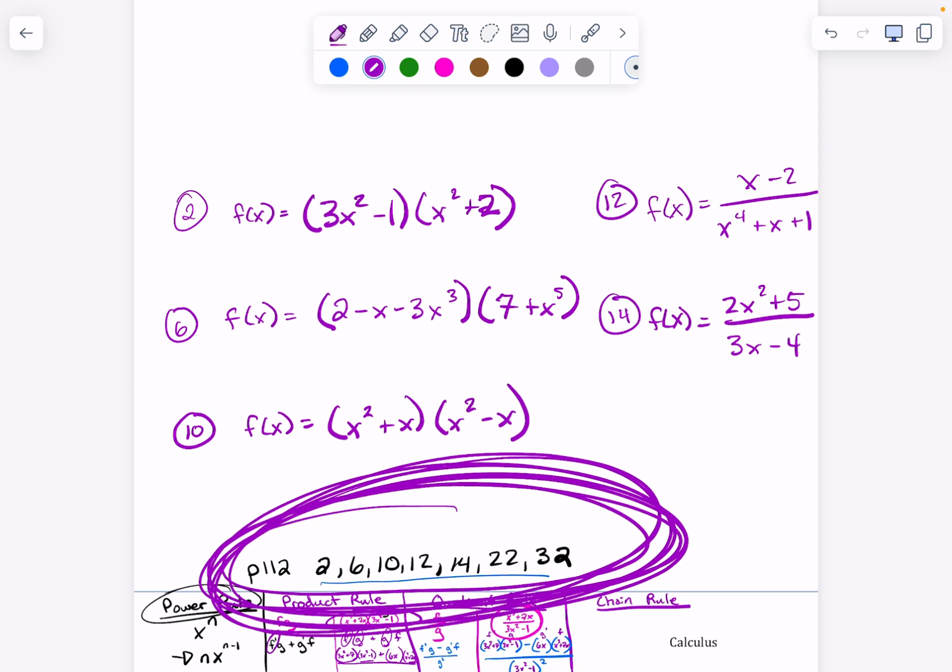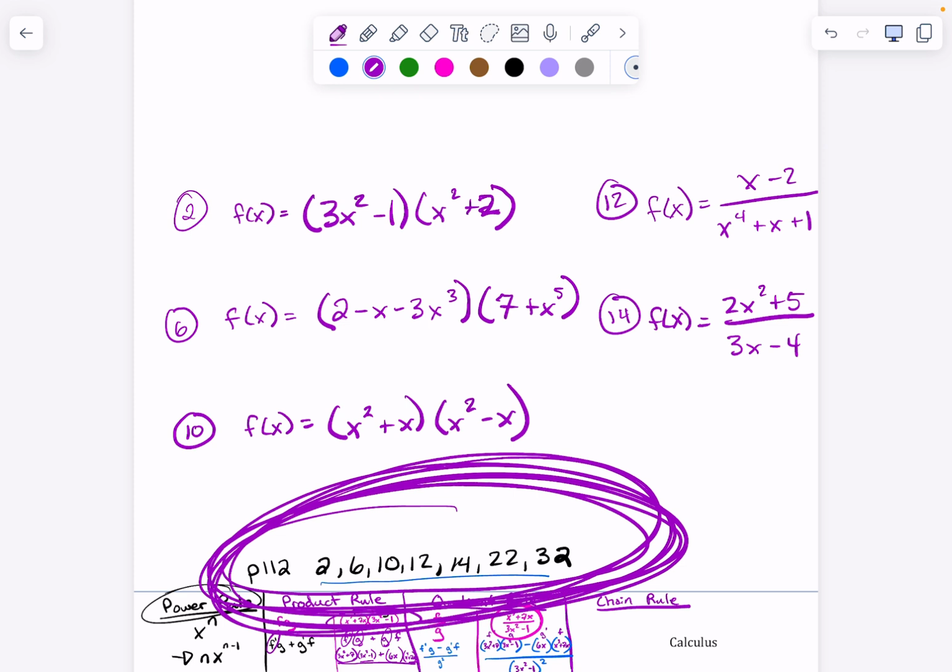3x. What are you doing? This is number 2? Yes. This was a long time ago. I don't even remember writing it down. You foiled it out. This is what you got when you foiled it out. You took and foiled that, and then you're taking the derivative of that.